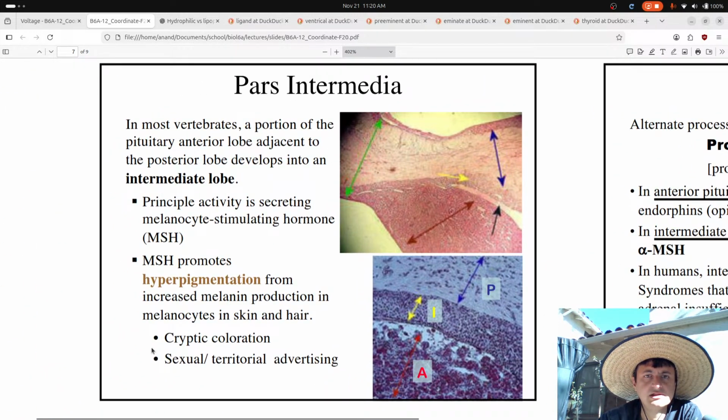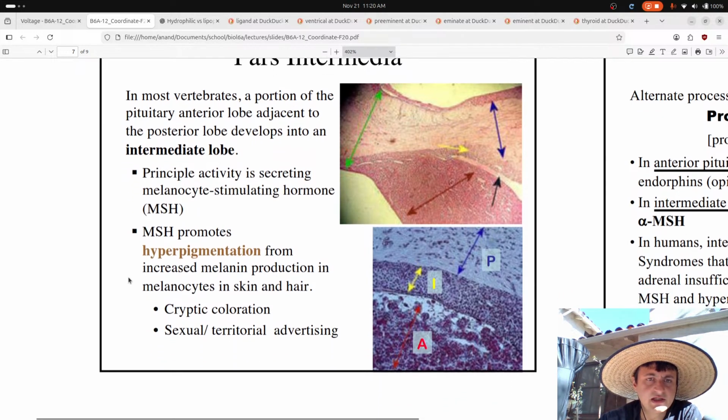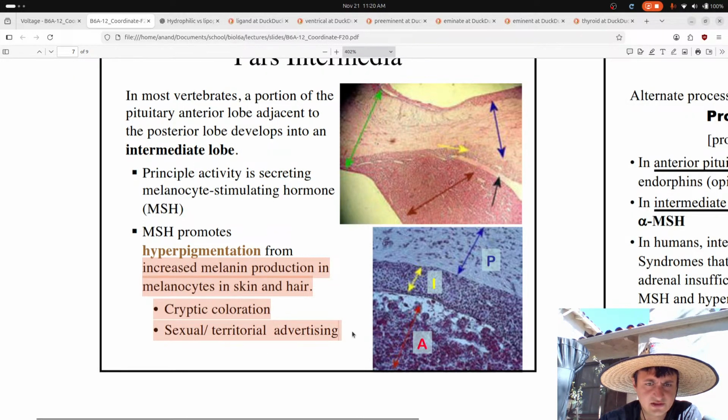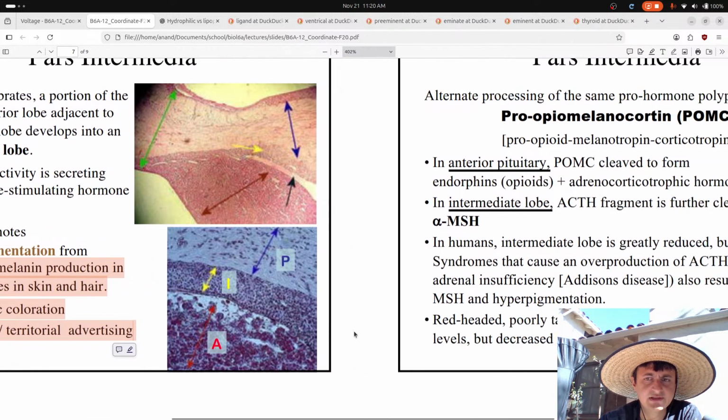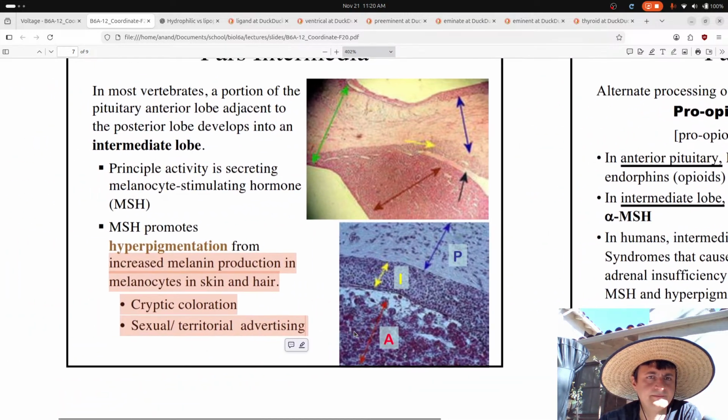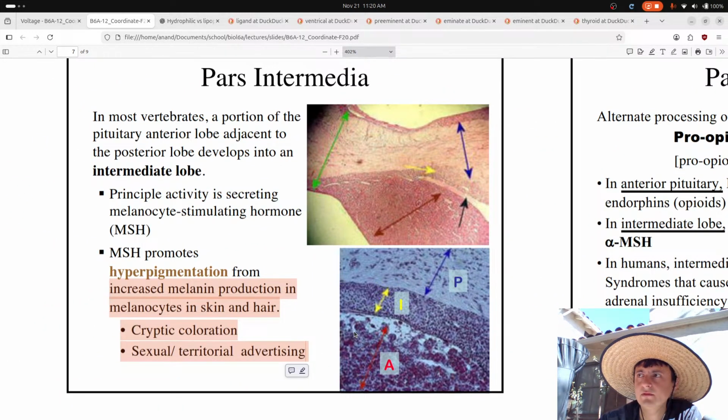All right. Pars intermedia. In most vertebrates, a portion of the pituitary anterior lobe adjacent to the posterior lobe develops into an intermediate lobe. Principal activity is secreting melanocyte stimulating hormone. MSH promotes hyperpigmentation from increased melanin production in melanocytes in skin and hair. Cryptic coloration, sexual territorial advertising. Okay.